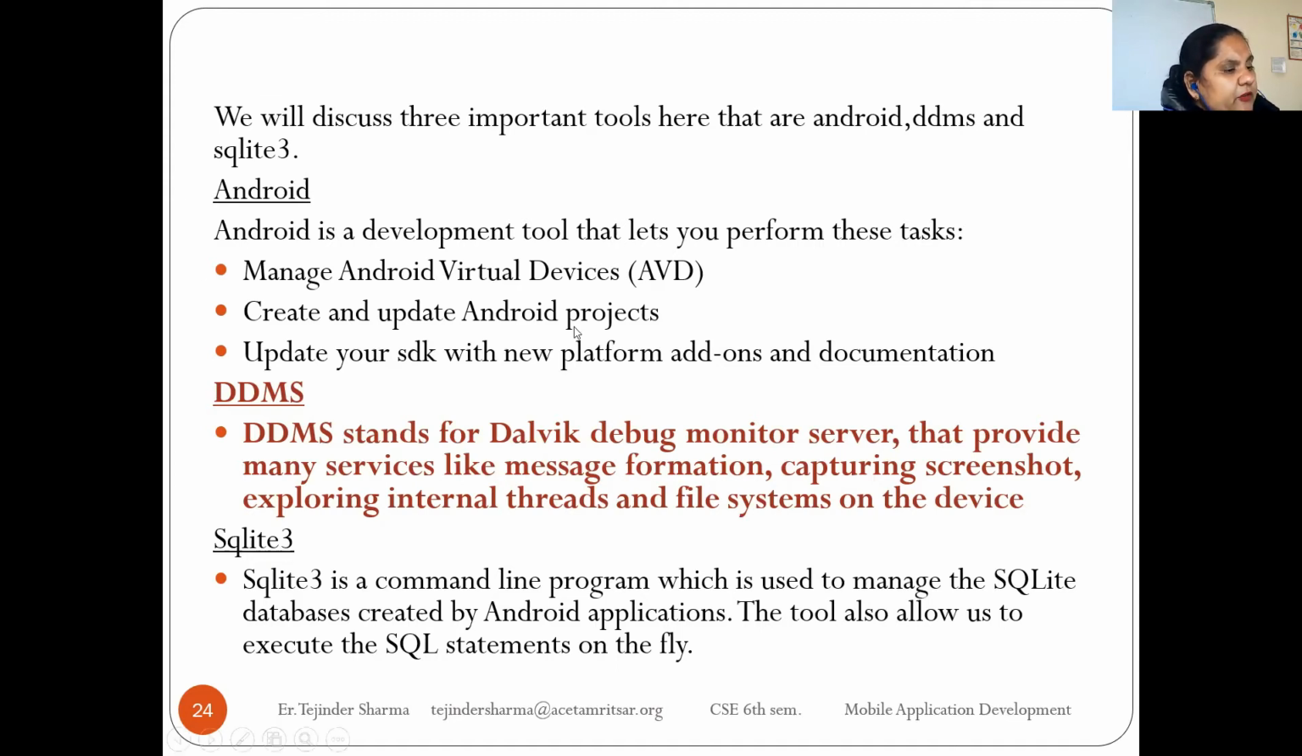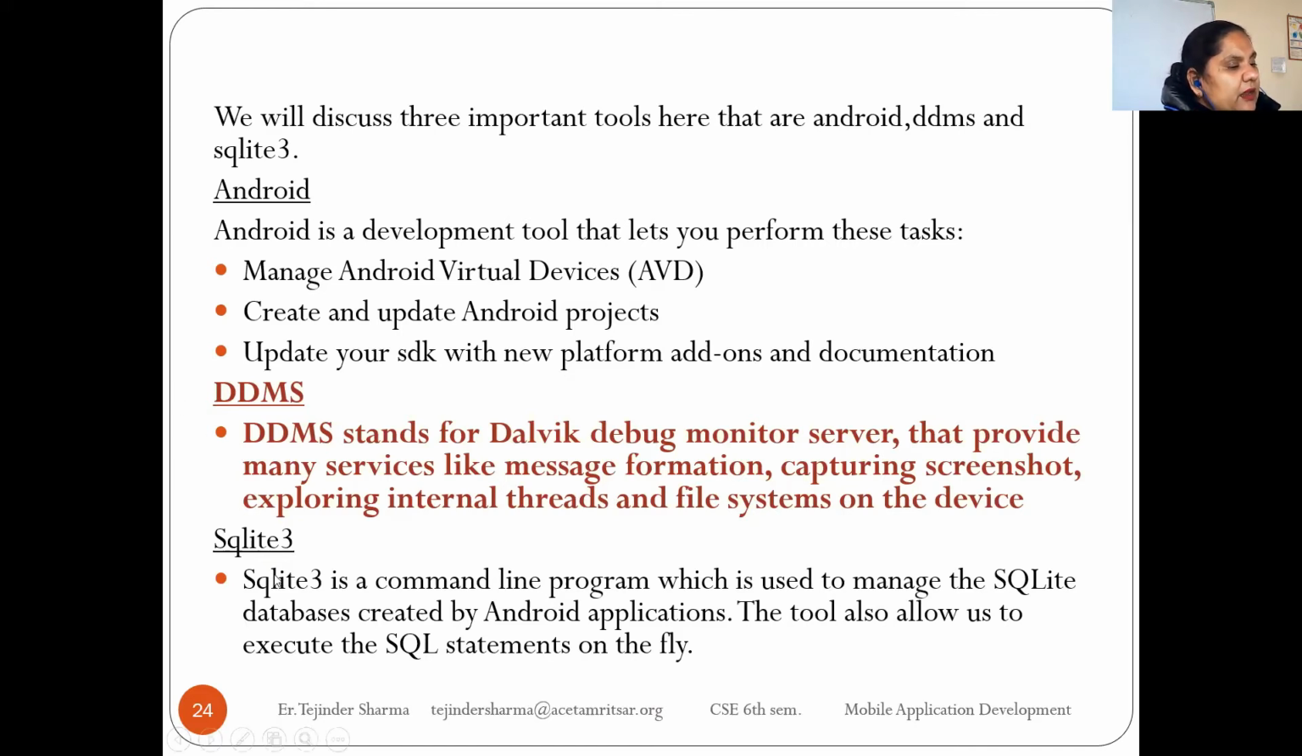Then create and update Android projects. Update your SDK with the new platform add-ons and documentation. Suppose a new version has been released or some changes have been done, then it will install the patches to the SDK so that you can have the latest SDK with all the updates. Then I told you DDMS. DDMS stands for Dalvik Debug Monitor Server, which provides many services like message formation, capturing the screenshot, exploring the threads and file system on the device.